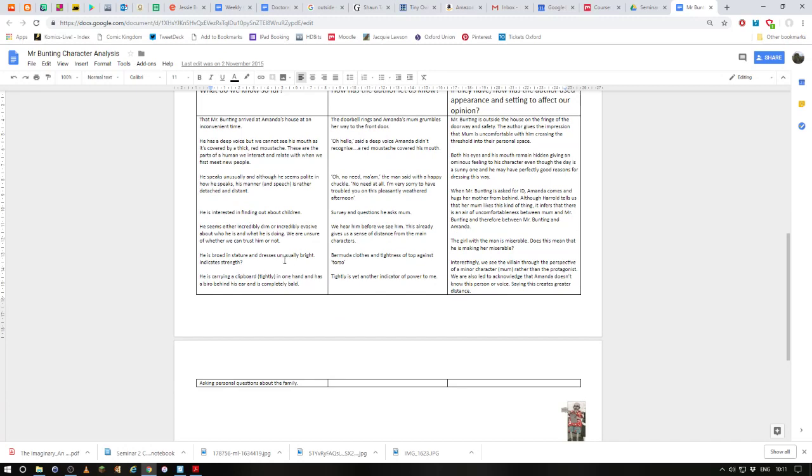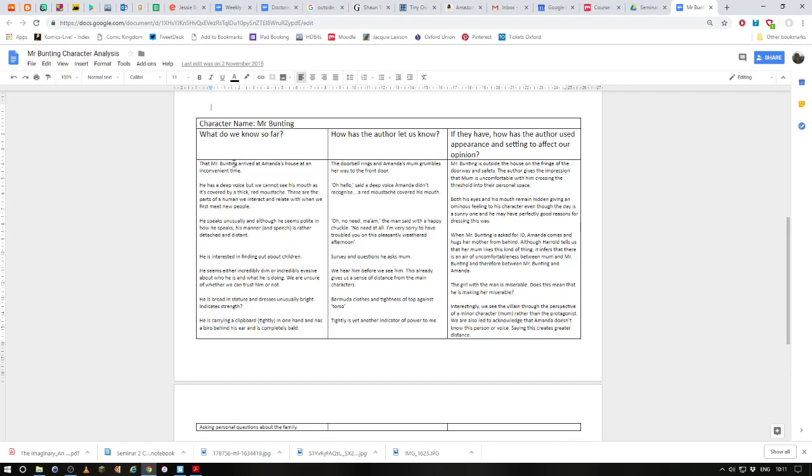But these are things that culturally we kind of take into account when we're trying to measure people, measure as in work out, rather than literally get out and take measurements. You understand? So again, it's the same technique. What is it that makes us feel awkward about Mr. Bunting? How does the author tell us these things?